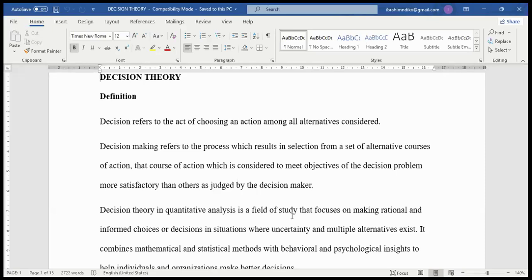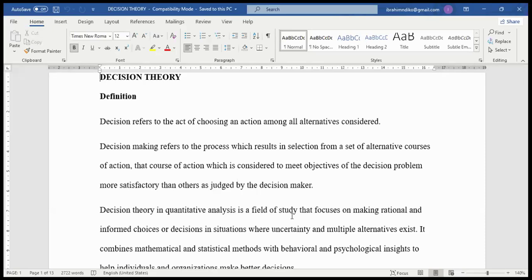Welcome to our class. This is decision theory class. We shall go through the theory part, and then later, if time allows, we shall do computation from the board. But for now, let us use the screen from our computer.